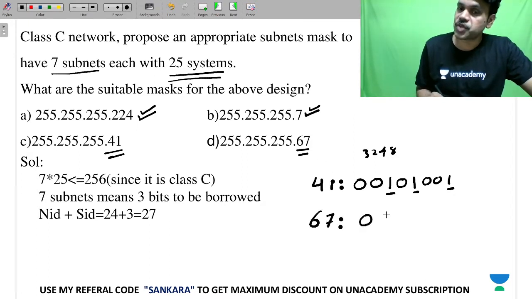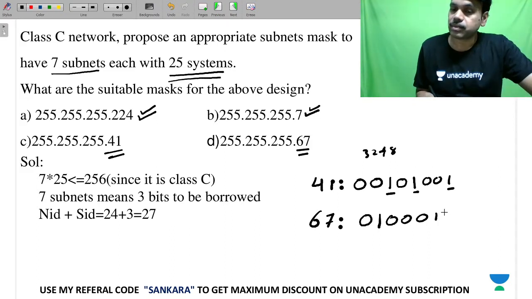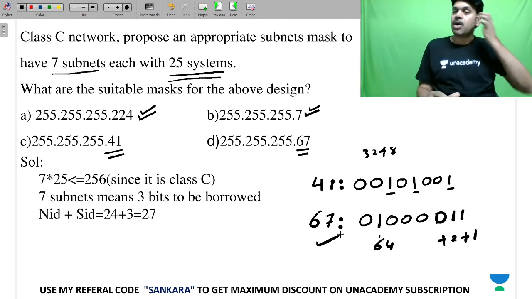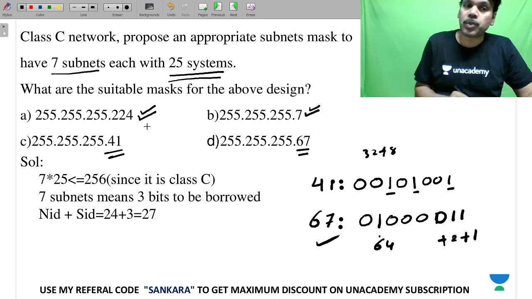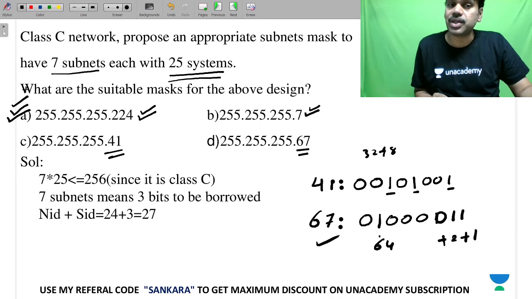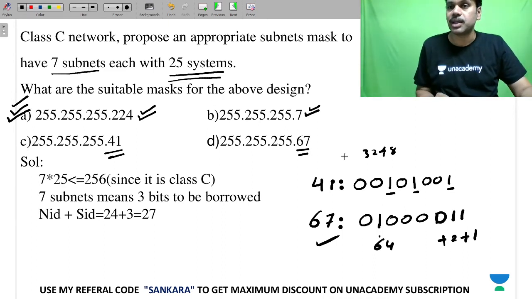Why? Because 128 is off, 64 is there, 32 off, 16 off, 8 off, and 4 is also off, 2 and 1 are on. So 64 plus 2 plus 1, it is 67. Therefore, all are eligible. But what is the proper one? The best answer according to current internet technology is consecutive ones, which is nothing but uniform splitting.